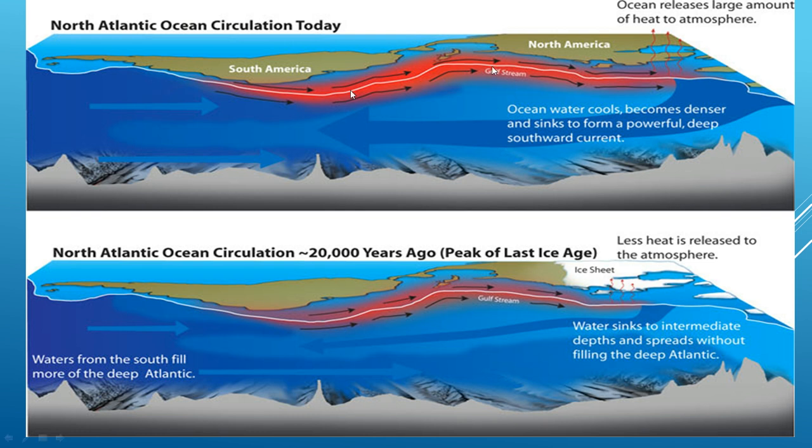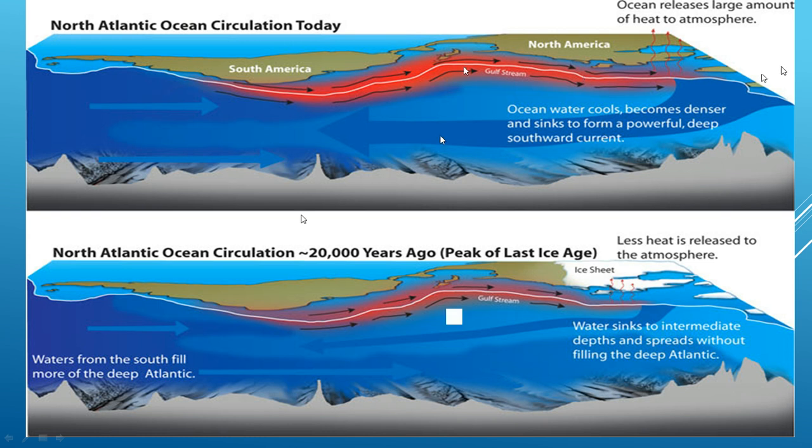So typically, the warm Gulf Stream gives off this heat, indicated by these little red arrows fluxing. It's very salty to begin with. It cools down, becomes very dense, and whoop, goes southward. That's your deep water formation. Notice the relative thickness and darkness of the arrow, indicating that it's a lot of water flowing southward. Here's the Antarctic intermediate water flowing northward, Antarctic bottom water flowing northward. Okay? Ocean water cools, becomes denser, forms a powerful deep southward current.